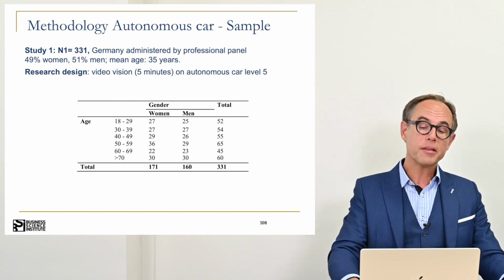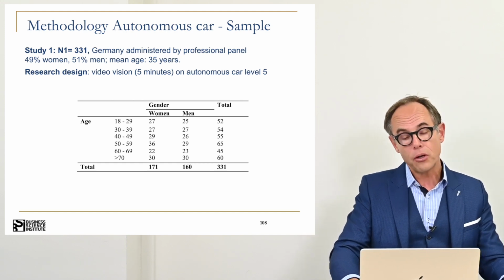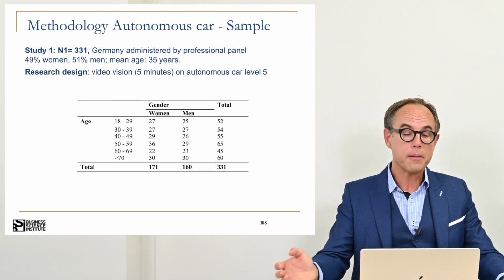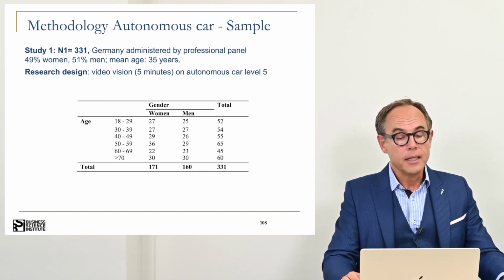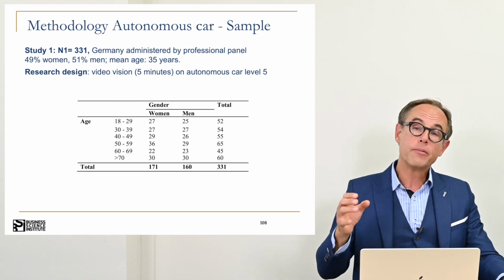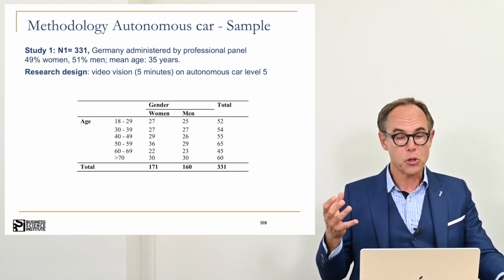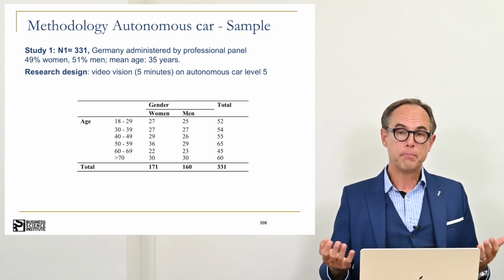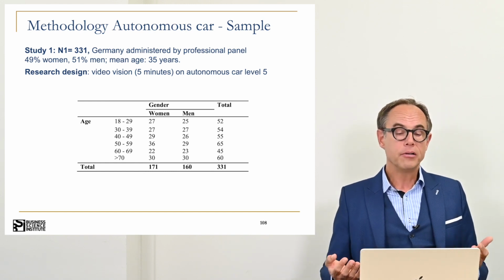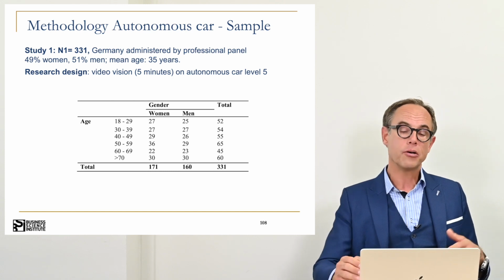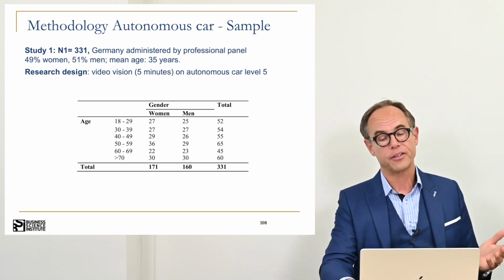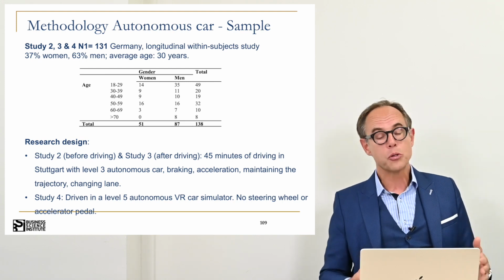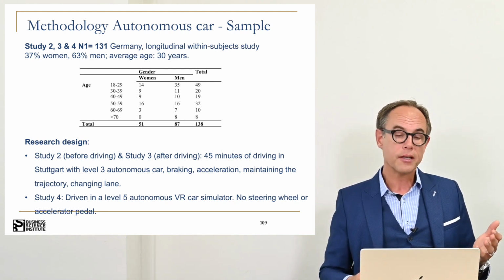In the case of autonomous cars, we did different surveys. First of all, we did a first study one in Germany, administered by a professional panel provider, which has the advantage of representativity of the German population. And we showed again, in order to make a framing, a video of 5 minutes showing an autonomous car of a level 5 cars.